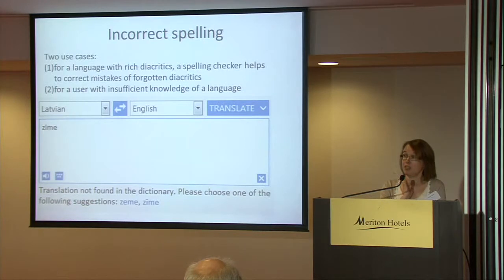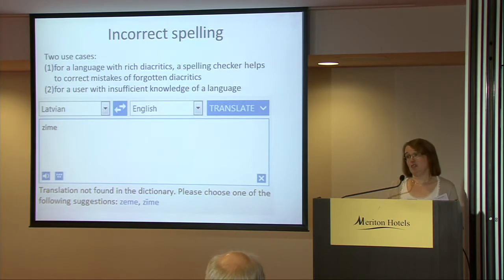If we speak about spelling checker, of course everybody can make mistakes, but two typical cases are foreigners or language learners who don't know the language so well that he or she thinks the word has to be written in such a form, but in reality it differs.